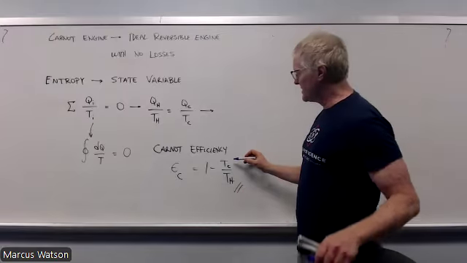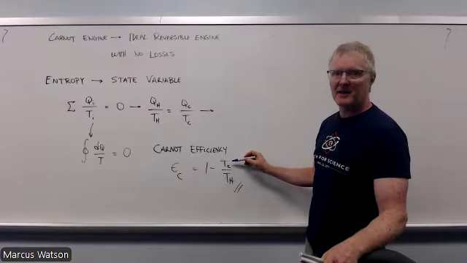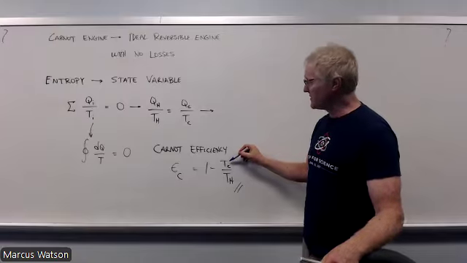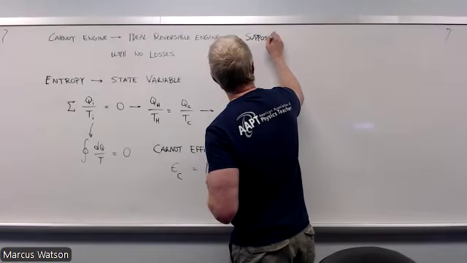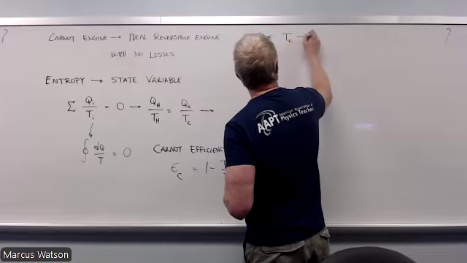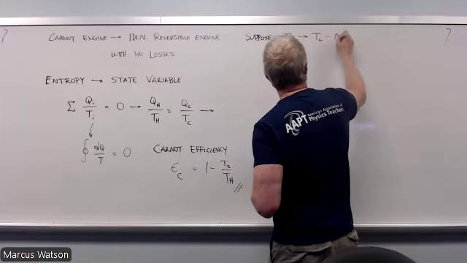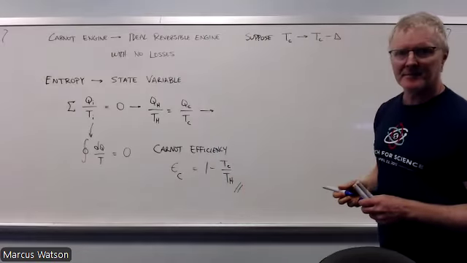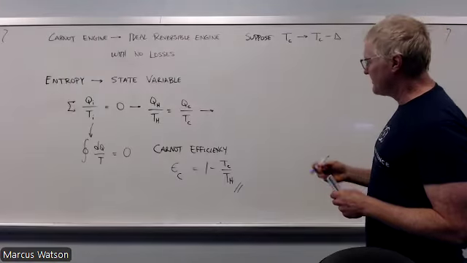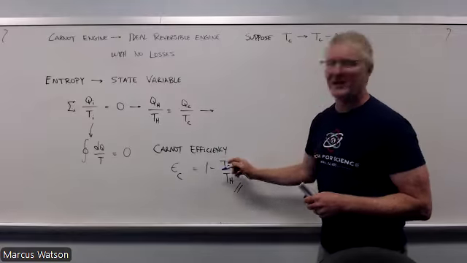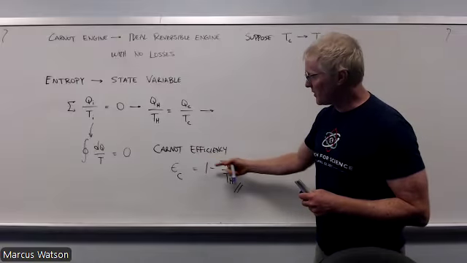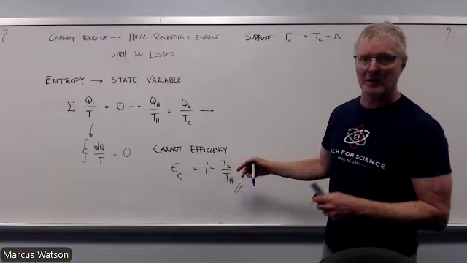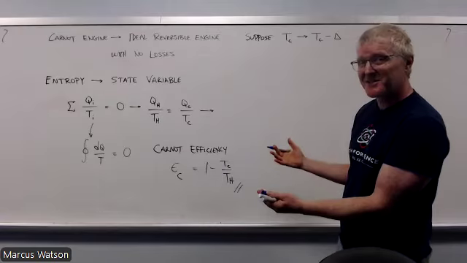Let's suppose that I'm going to decrease the operating temperature of the cold reservoir here. Let's suppose that I'm going to take TC and let it become TC minus a little bit, delta. Okay, which means I should be overall increasing the efficiency of this, right? Because this is getting lower, and therefore 1 minus a lower number is a bigger number. So I should be increasing the efficiency.